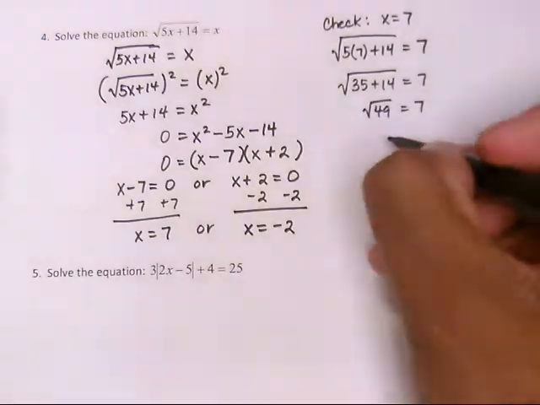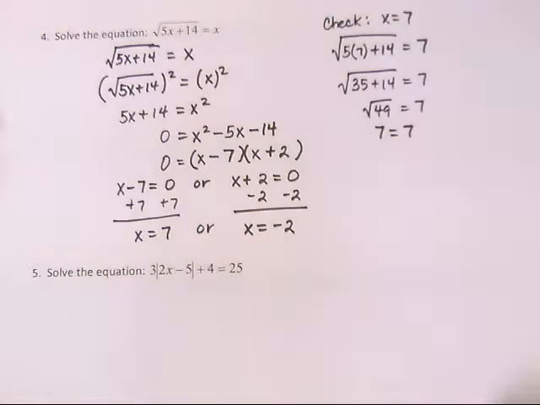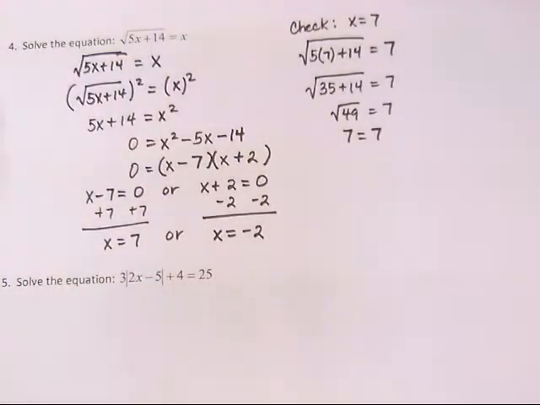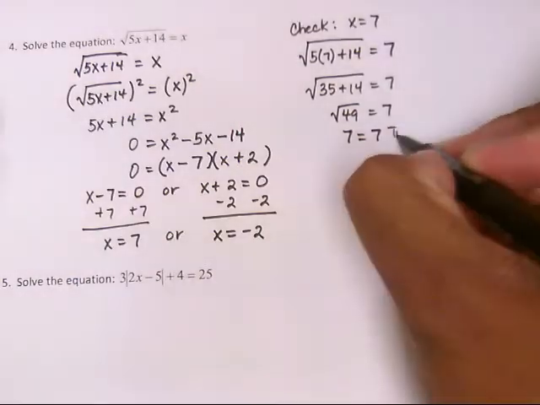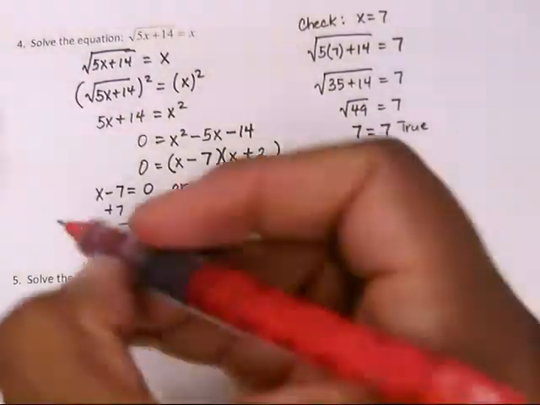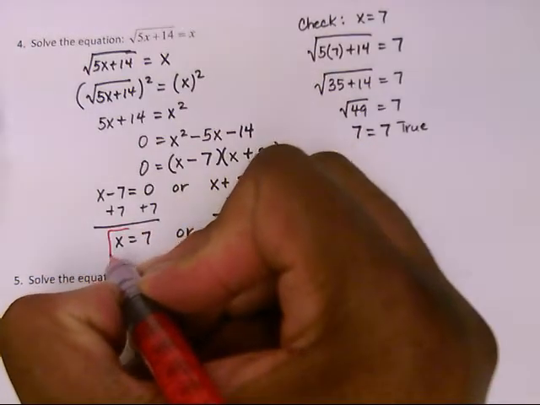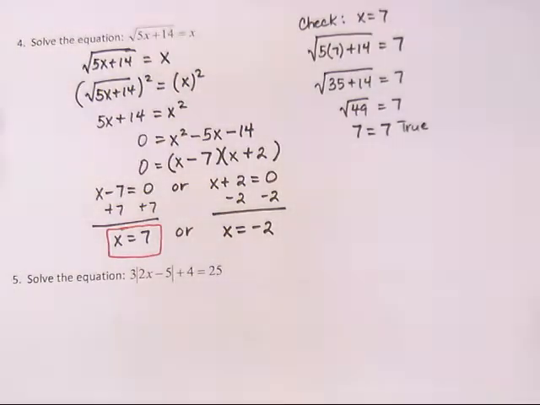And if I take the square root of 49, I do get 7, which it does equal to 7. So here I have a true statement. So this is true. So I can say x equal to 7 is a solution to that radical equation. But I also got to do the check for x equal negative 2.